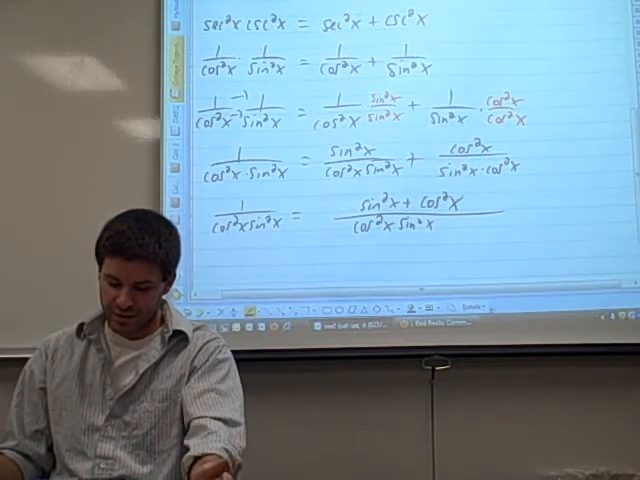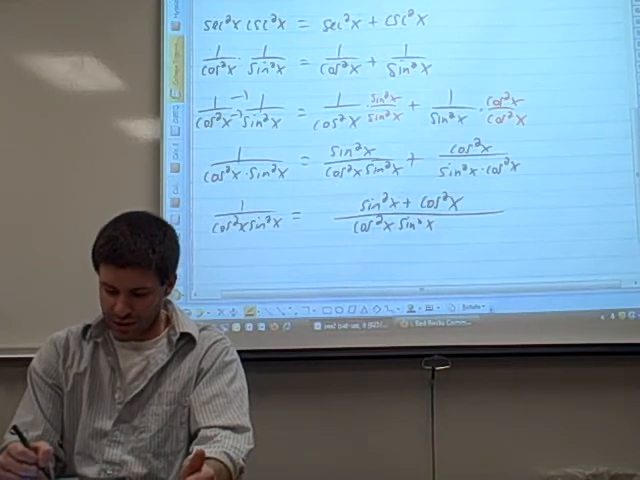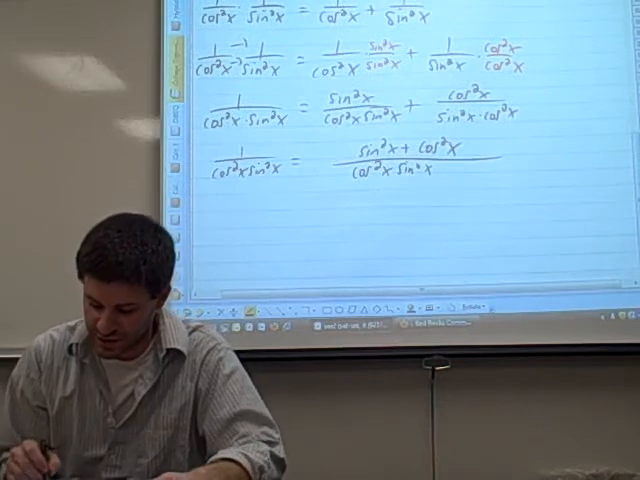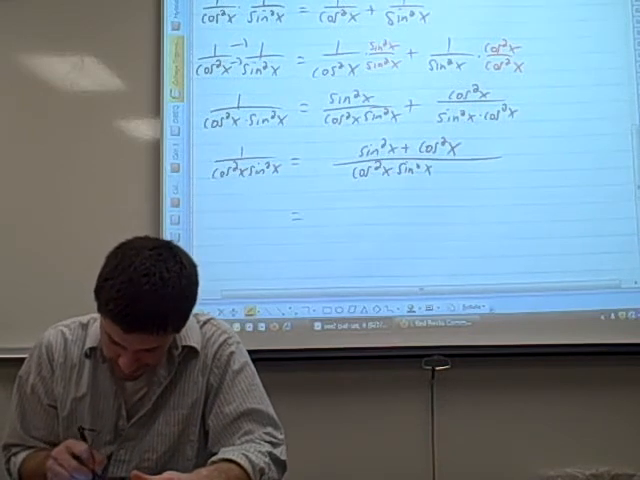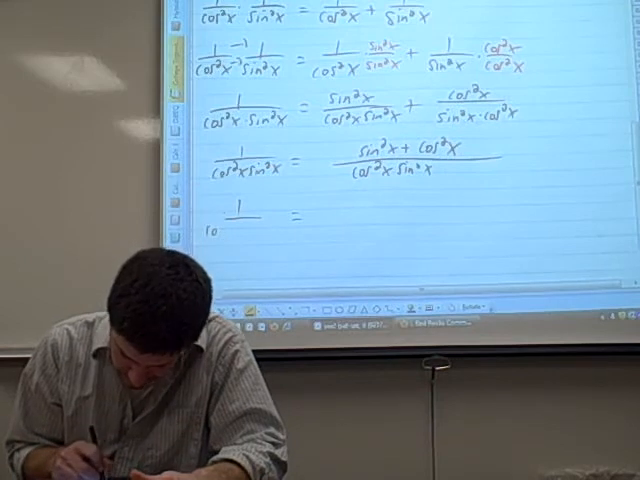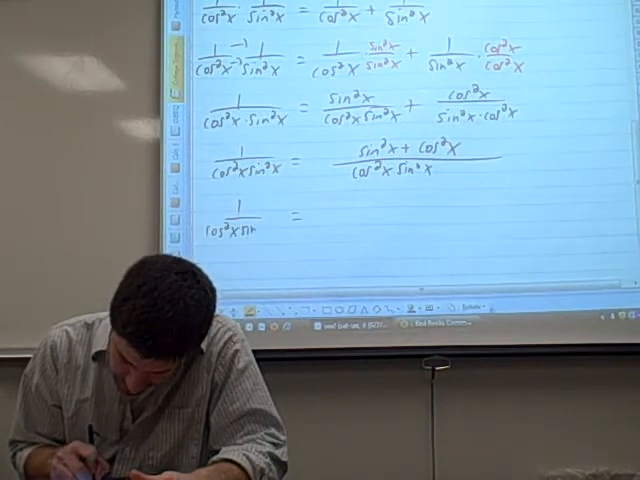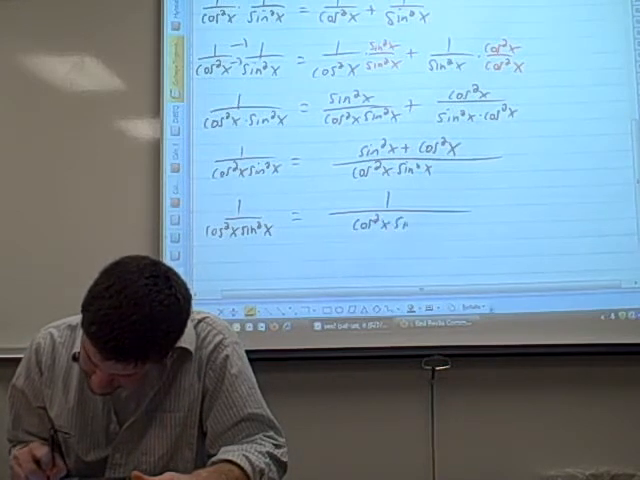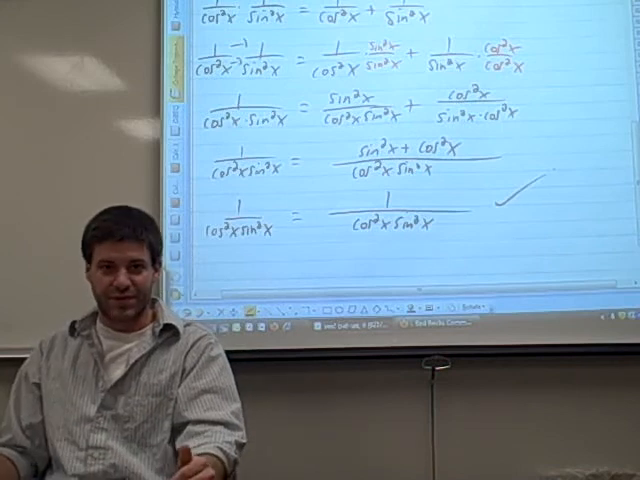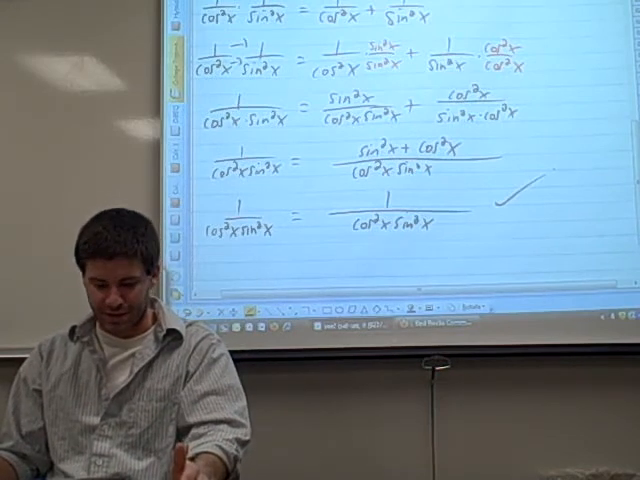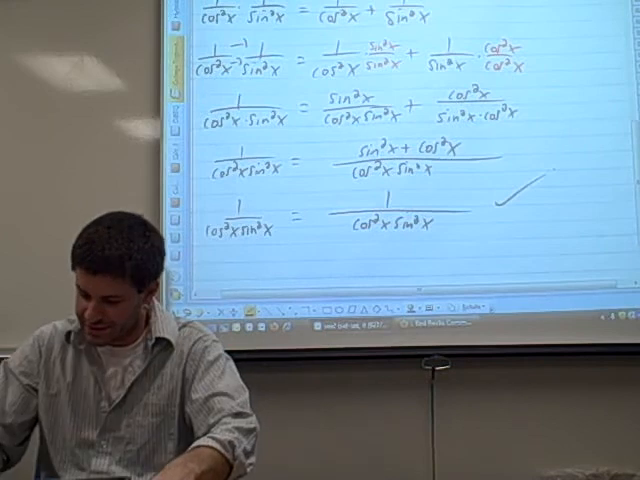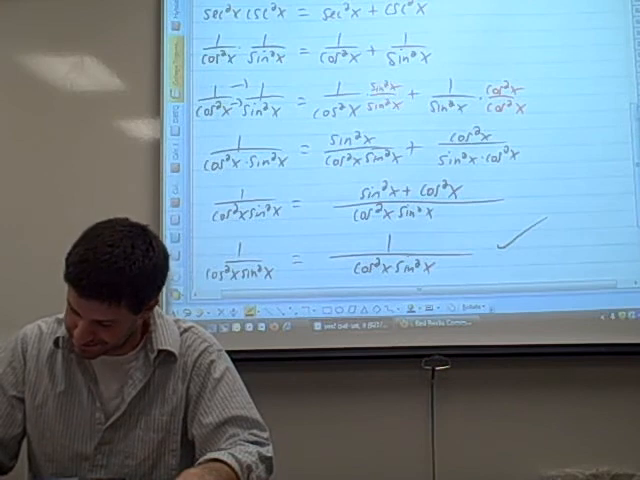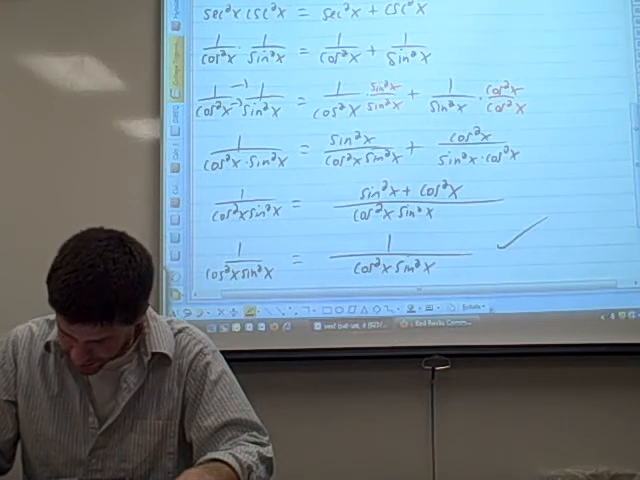And it happened again. You'll notice that these two things are exactly equal because the numerators and the denominators are the same. Sine squared x plus cosine squared x is equal to 1. We used our Pythagorean identity, our fundamental trig identity, to prove that identity using two different methods. Pick the one that you like and do it that way.